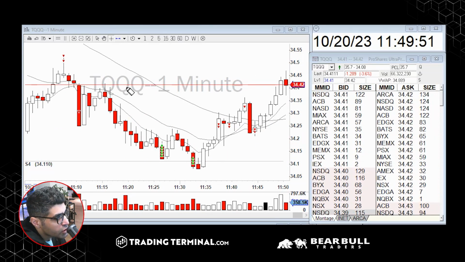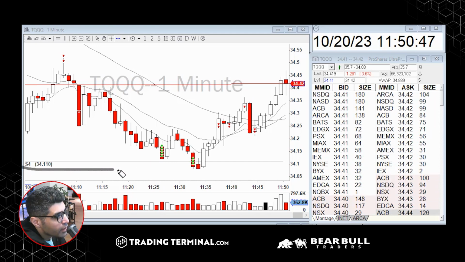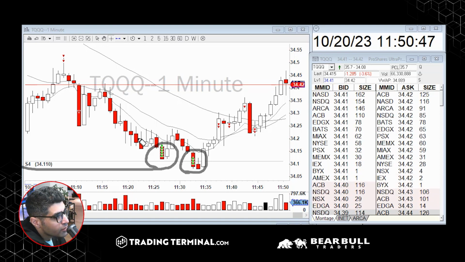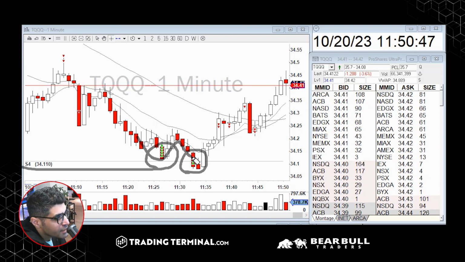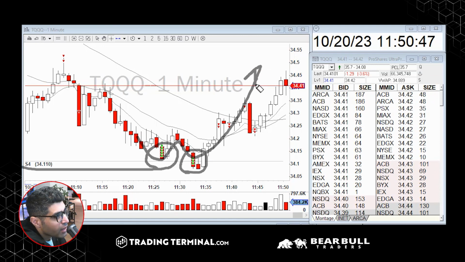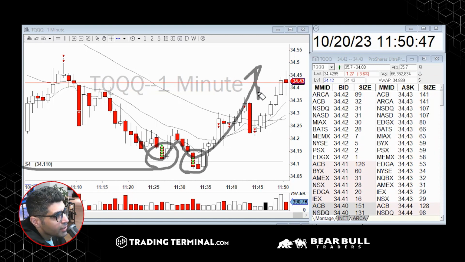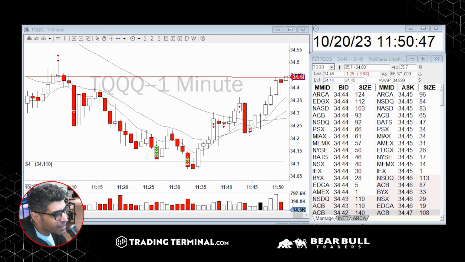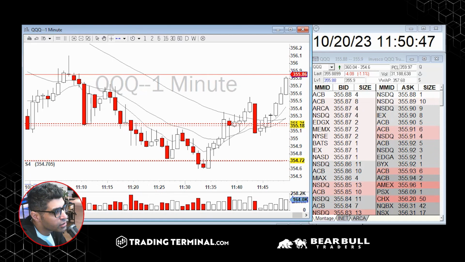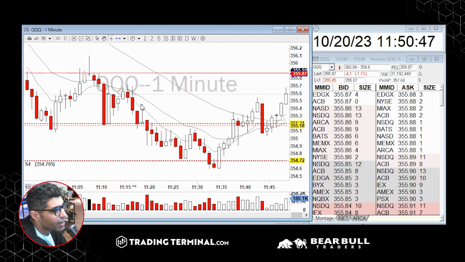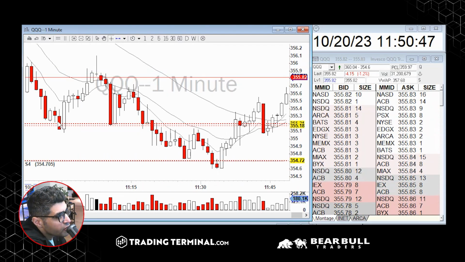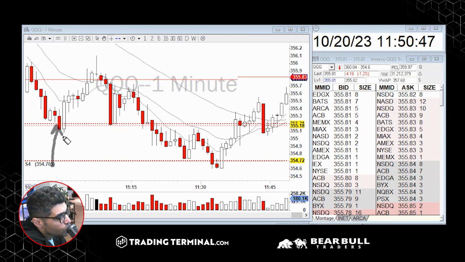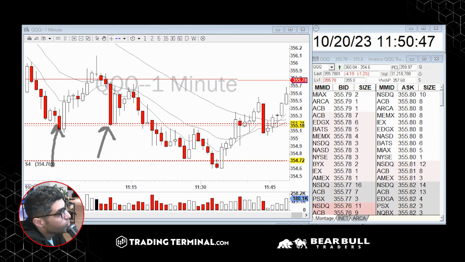So switching to the TQQQ chart, the S4 on TQQQ turned out to be 34.10. Added more. Usually when you test this, you double test it, and then you get a really nice move back up. So that's a trade that I did on TQQQ. Before that, I also traded another long on TQQQ as well, because Qs have a very important level at 355.18 on the daily chart. So I traded this bounce as well through TQQQ.